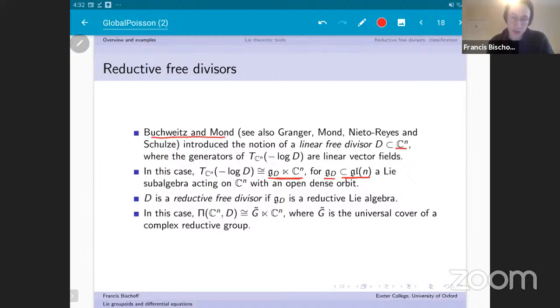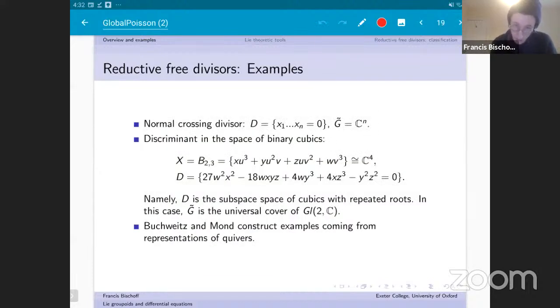So this divisor is called a reductive free divisor when this Lie algebra is a reductive Lie algebra. In this case, the twisted fundamental groupoid will be the action groupoid, where G is the universal cover of a complex reductive group, which is acting linearly. There are many examples of these. One of them is the normal crossing divisor, the union of the coordinate hyperplanes. In this case, the reductive group would be a product of C stars, an algebraic torus. And so the universal cover is C^n.